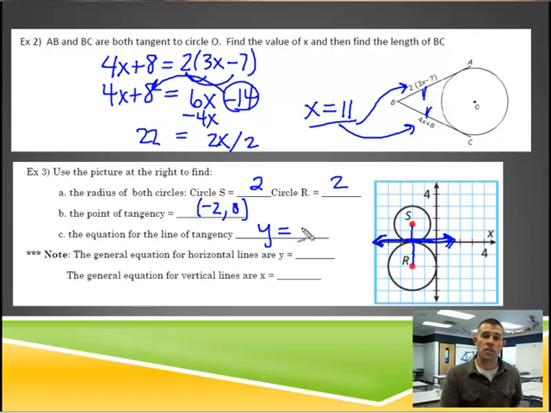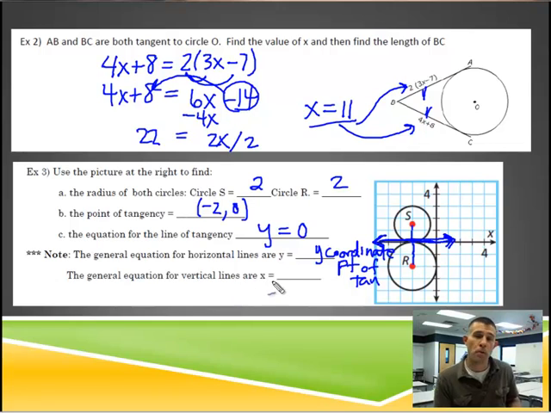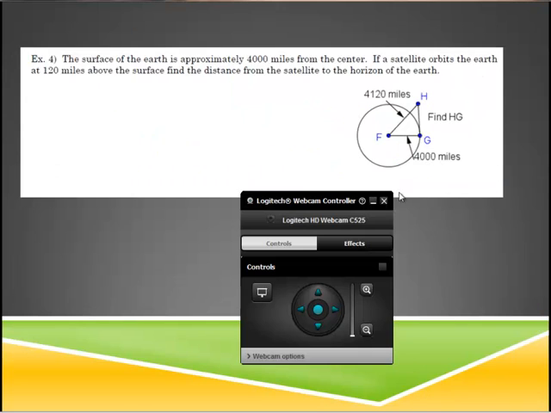Now, just as a general reminder, the equation for a horizontal line is always going to be in the form of y equals whatever the y coordinate is of that point of tangency. Likewise, the general equation for a vertical line takes on the form of x equals, and it's always the x coordinate. Our final example, we're going to take a look at this story problem.